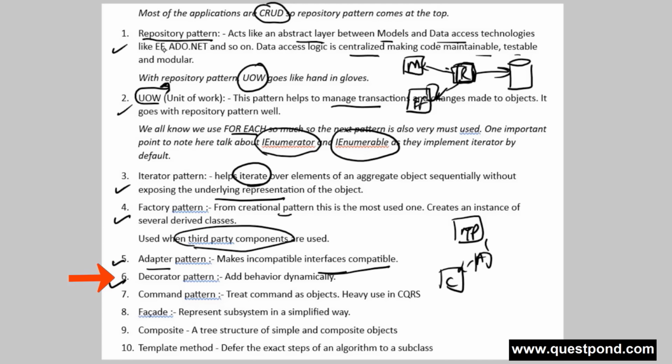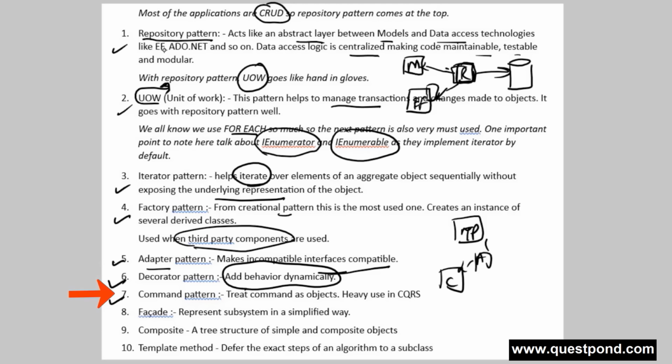The sixth one is decorator pattern. So you have an object and you want to add a behavior dynamically. For example, let us say you have a validator object and it is doing just a required check. And you want to say, okay, now I want to go and do a null check also, or also I want to go and do a range number check, right? So you can add a behavior and remove a behavior dynamically.